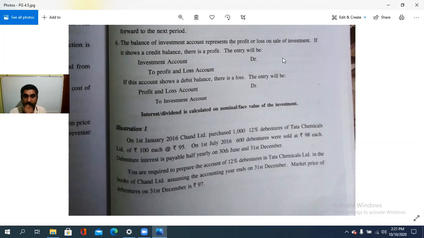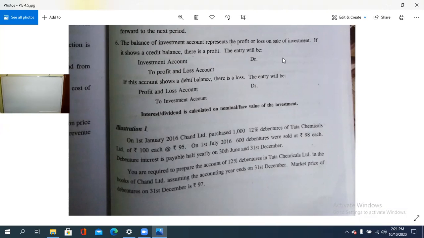Twice a year, that is half yearly, and then at the end of the period, this interest is to be paid. You are required to prepare the account of 12% debentures in Tata Chemicals Limited in the books of Chand Limited, assuming that the accounting year ends on 31st December. Market price of the debentures on 31st December is ₹97.